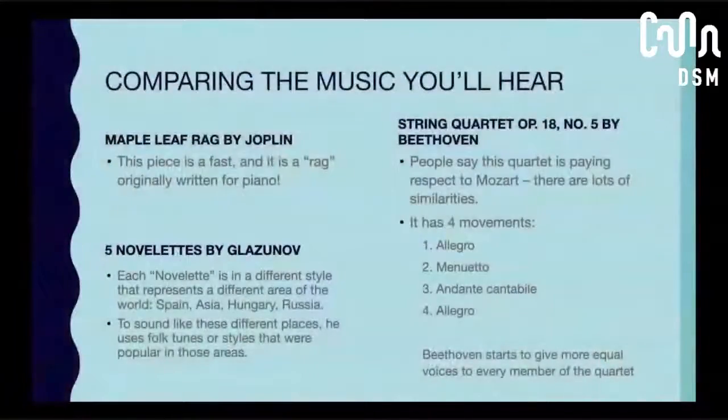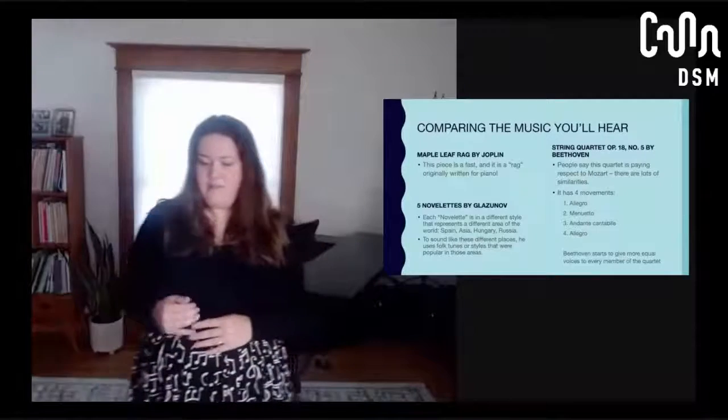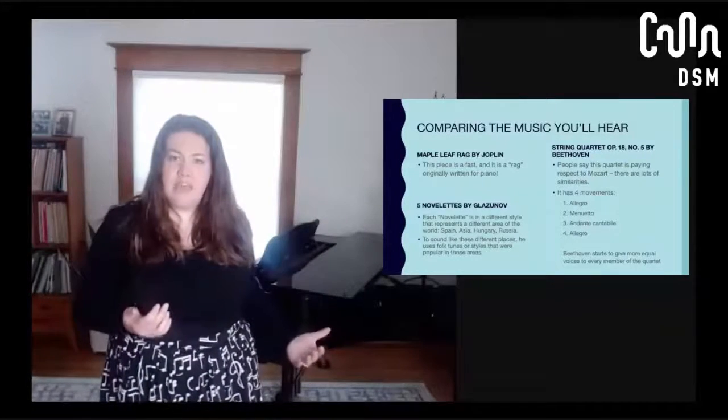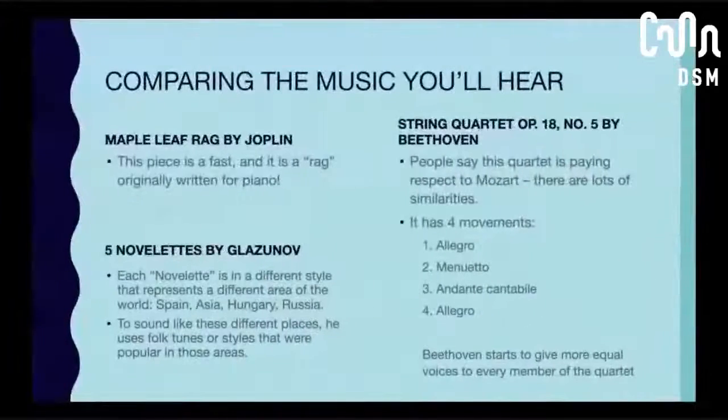All right, so we talked about our 3 composers. Let's talk a little bit about the pieces you're going to hear and how we can compare them. So going right back into Scott Joplin, the piece you're going to hear this week is called the Maple Leaf Rag. And this was by far his most popular rag when he was alive. It's fast, it's very energetic, and like I said, it was originally for piano, so it'll be interesting to hear how it sounds in a string quartet.